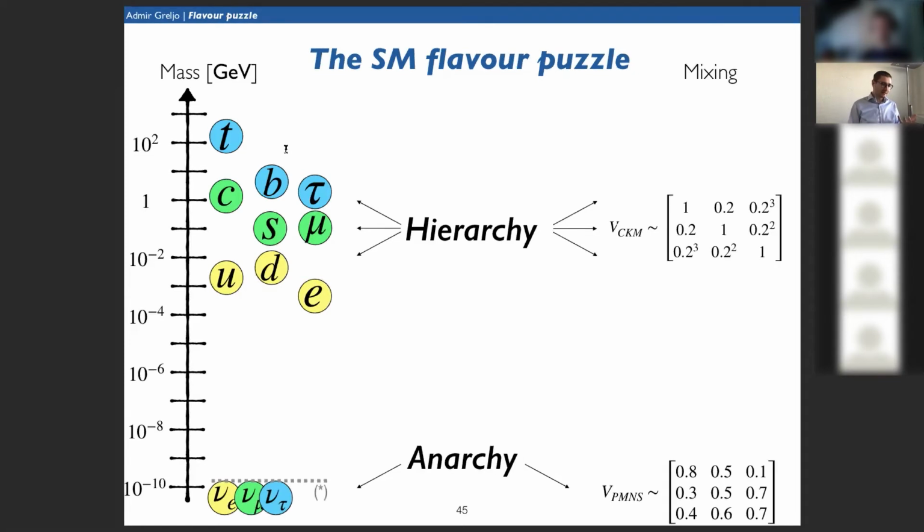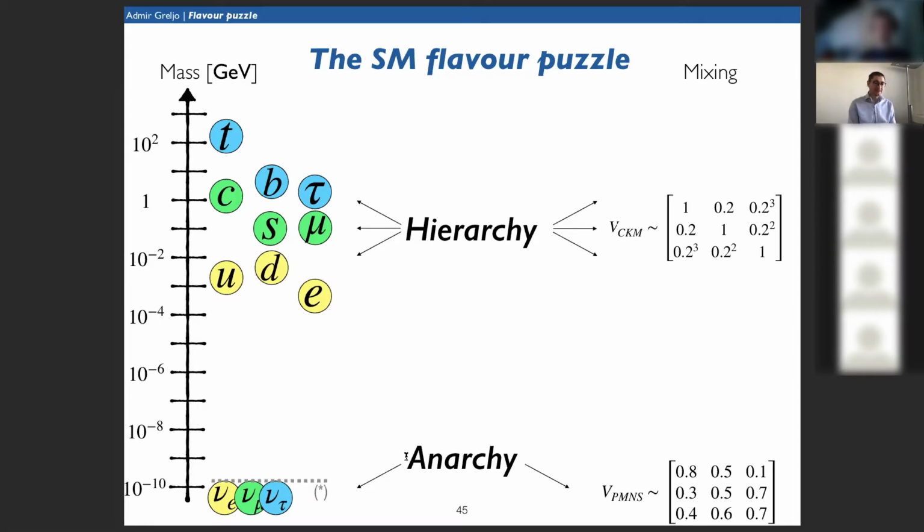In addition to this hierarchical structure of the quarks and charged leptons, neutrinos behave very differently. The structure of the neutrino seems to be anarchic. Apart from the smallness of the overall scale of neutrino mass, we don't see the mass hierarchy and the mixing parameters seem to be order 1. So far, when we look at the neutrino flavors, it looks anarchic. And this just deepens the standard model flavor puzzle. So why do quarks and charged leptons have this hierarchy while neutrinos are so anarchic?